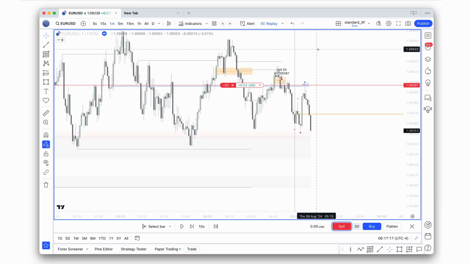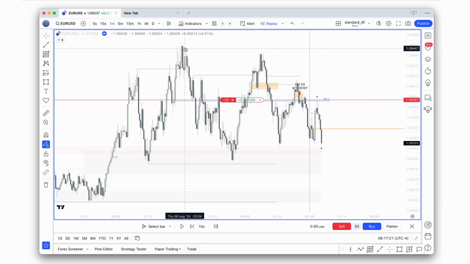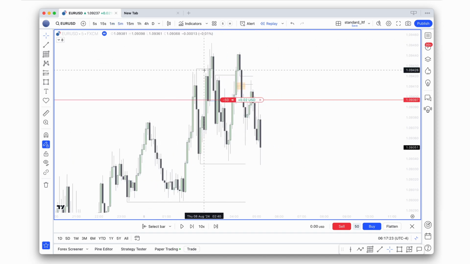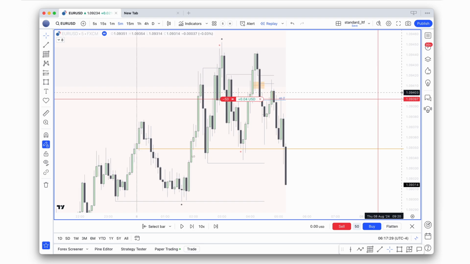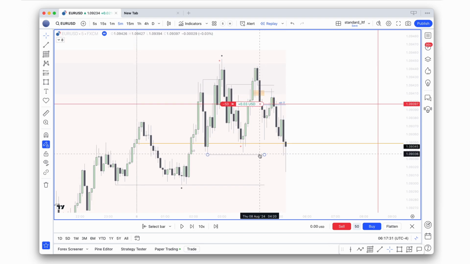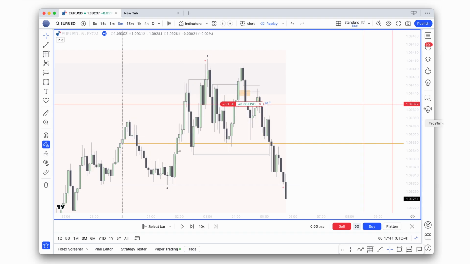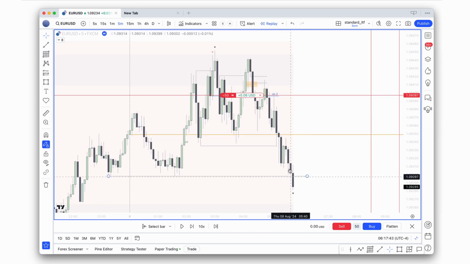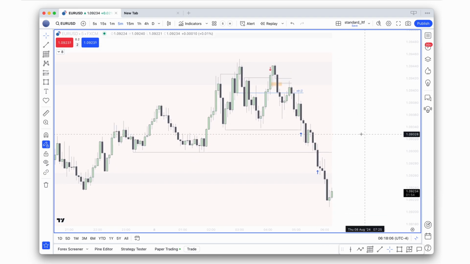And from there, price trades lower, takes out this low, and reaches that initial draw on liquidity. I closed partials here and closed the full position here. As you can see on that paper trade, I went short there.